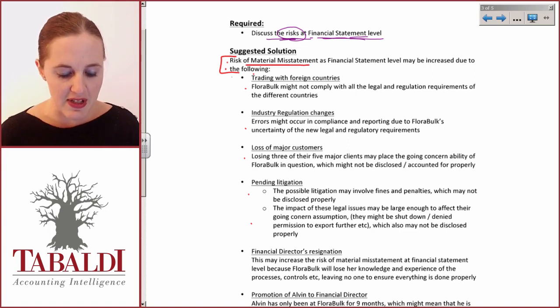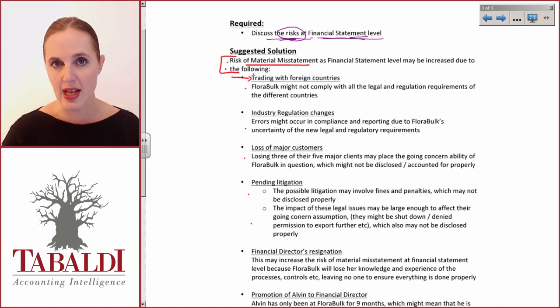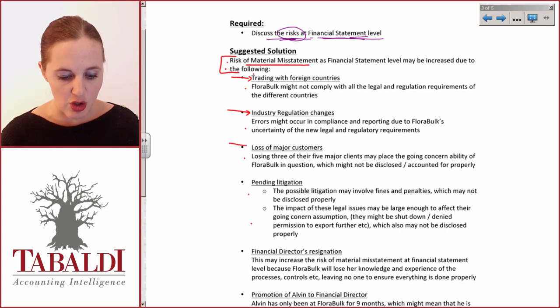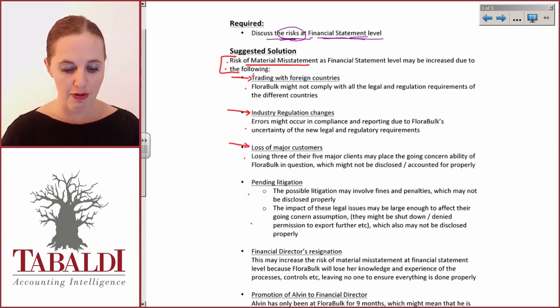The next thing you'll see I've done is I've put the risk indicator itself as a heading at the top of my point, and I've limited it to a couple of words, 3 or 4 words.